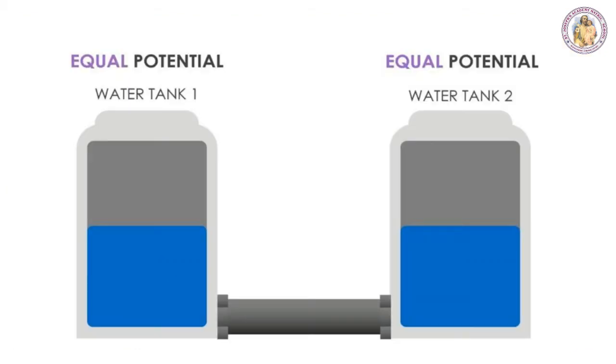Let's see an example to understand the potential difference. Suppose we take two water tanks placed at the same level and fill them with water. We connect both with a tube. In this case, does water flow from one tank to another? No. This is because there is no pressure difference. The water is at exactly the same level in both tanks, so water will not flow.